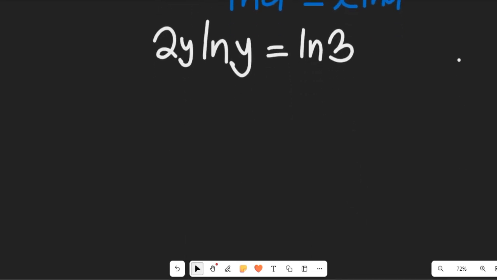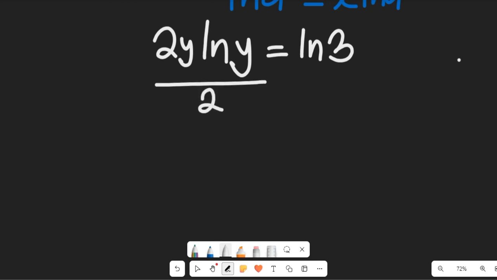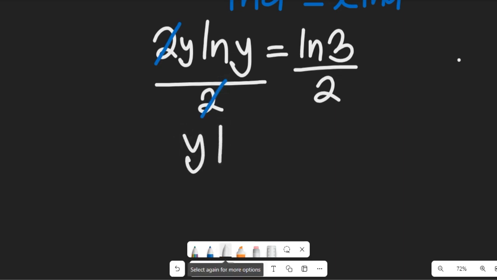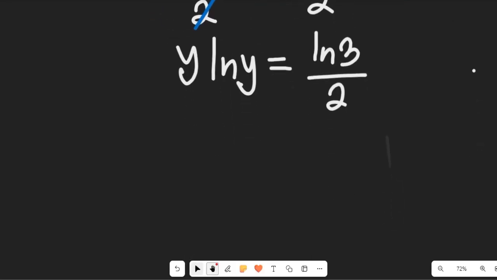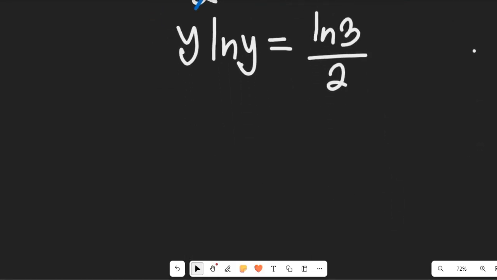In the next solution, let's see how we'll simplify this by dividing both sides by 2. If I divide both sides by 2, normally 2 will cancel out 2, and I will be left with y multiplying the natural log of y, and this will be equal to the natural log of 3 divided by 2. Great. Now, in this next case, I'm going to apply some rules of indices and logarithm.